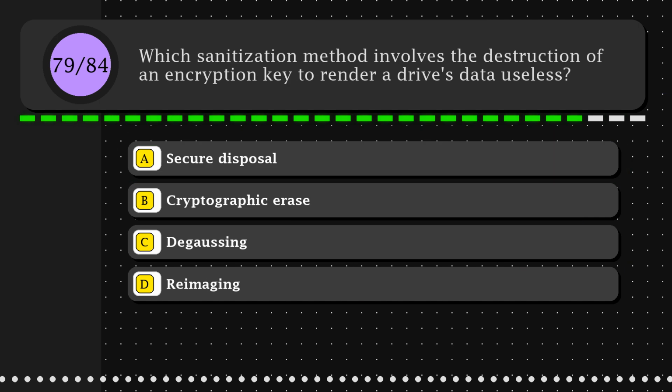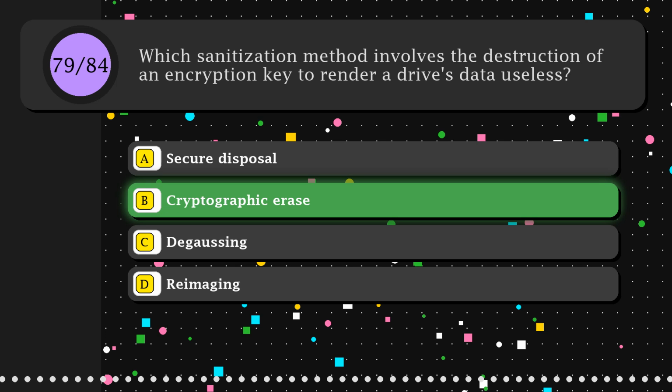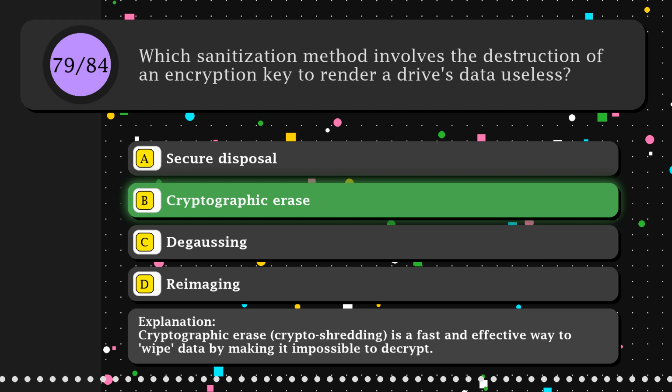Question 79. Which sanitization method involves the destruction of an encryption key to render a drive's data useless? Option A. Secure disposal. Option B. Cryptographic erase. Option C. Degaussing. Option D. Reimaging. The correct answer is option B. Cryptographic erase. Cryptographic erase, or crypto-shredding, is a fast and effective way to wipe data by making it impossible to decrypt.